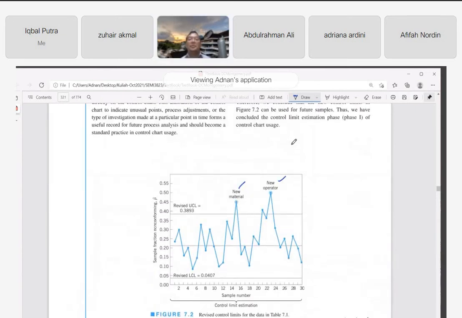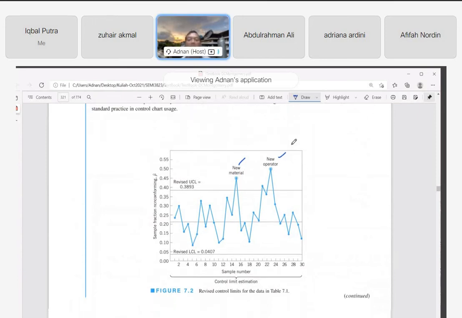All right, so if we see here, the revised control limit now has smaller values, 0.3893. This is 0.0. So this is one more point outside. But we don't remove this, because the removal was based on the original data.